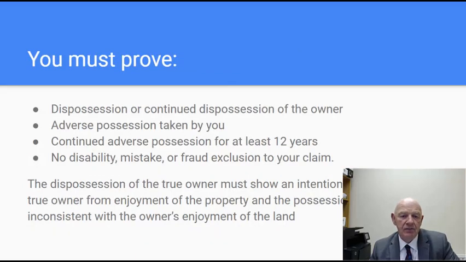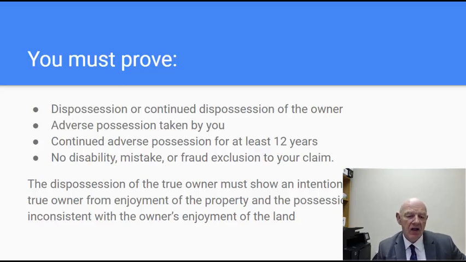That's for first registration. You must prove then dispossession or continued dispossession of the owner. So it's not enough that you are there with the consent of the owner. It's not enough that you're there paying rent, or you may have paid rent and then given up paying rent, because that isn't adverse to the title of the owner. That is a recognition of the owner's title. So your dispossession or continued dispossession must be adverse possession taken by you. It must have continued for at least 12 years, and no disability, mistake or fraud will exclude your claim. In other words, there is an exclusion to do with disability or mistake or fraud. In other words, if you fraudulently dispossess somebody, or if there's a genuine mistake.